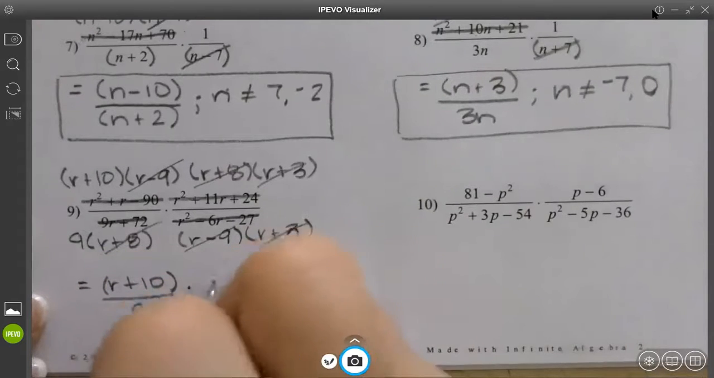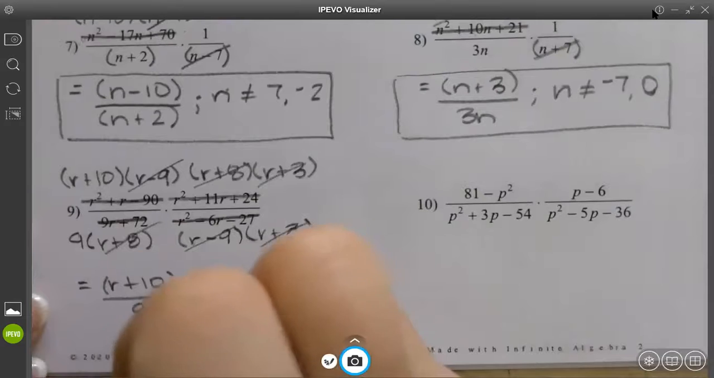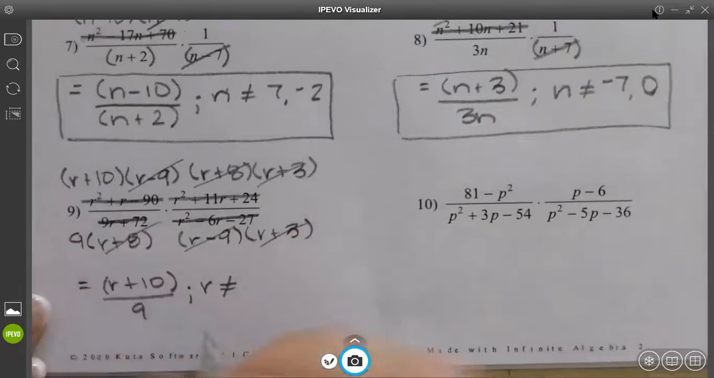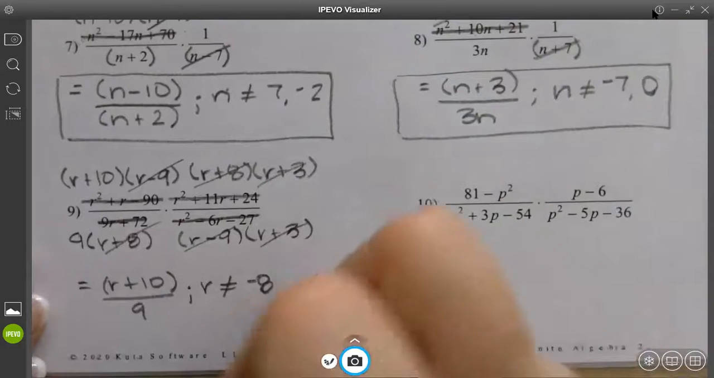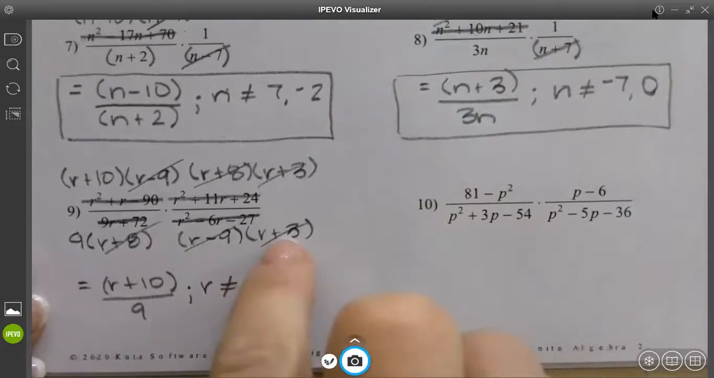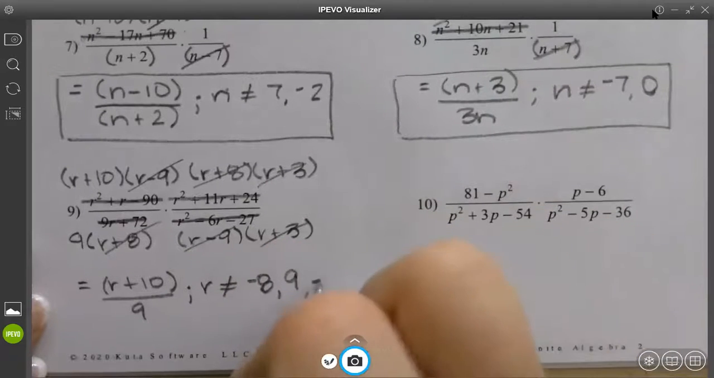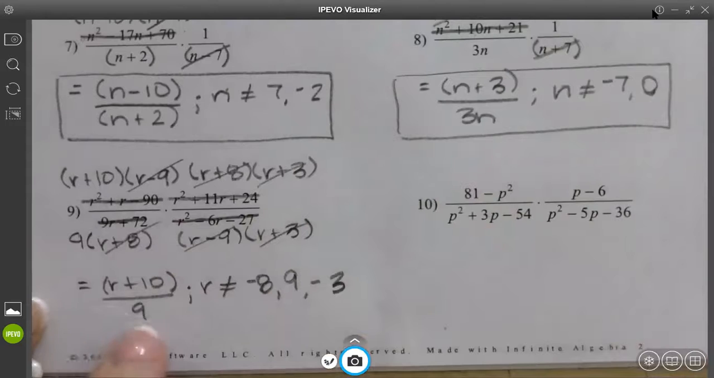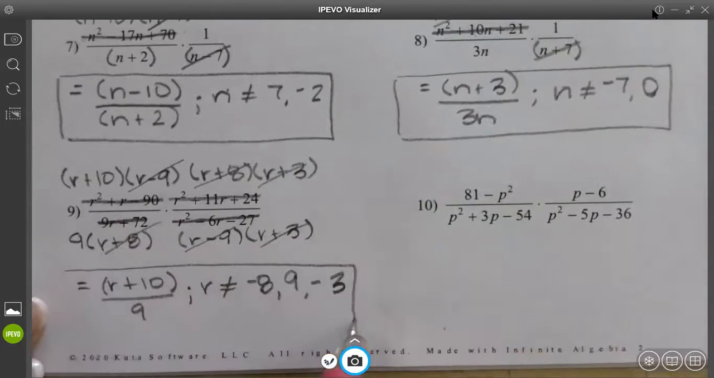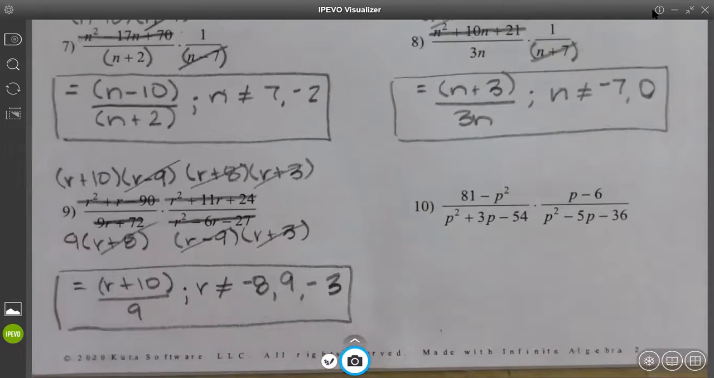We have lots of points of discontinuity. R cannot equal, we have a plus 8, so a negative 8. We had a negative 9, so a positive 9. And we had a positive 3, so a negative 3. The last thing you look for is something left in the denominator. And there wasn't, so this does not have a vertical asymptote. That is as good as it gets.